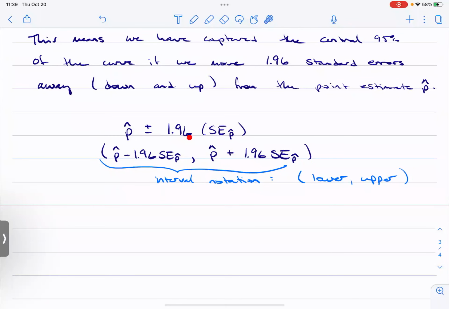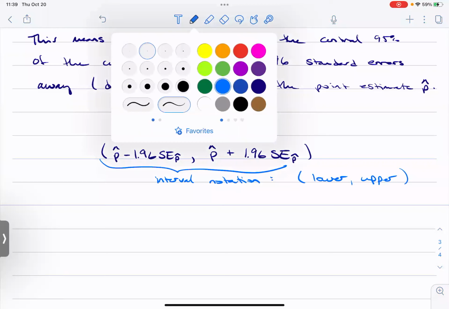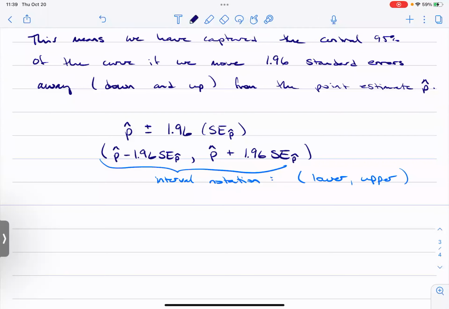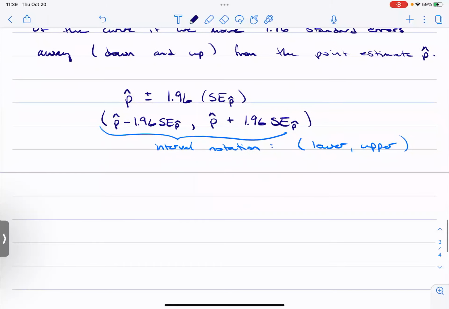What if we wanted to be more general than a 95% confidence interval all the time? What would we have to change? This 1.96, right? We would have to change it to whatever z-score gives me the confidence level that I want, right? And so what we can do instead is we can call this 1.96 the critical value. That is what we call it in general.